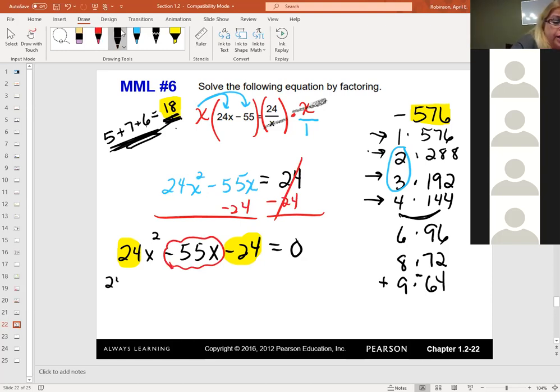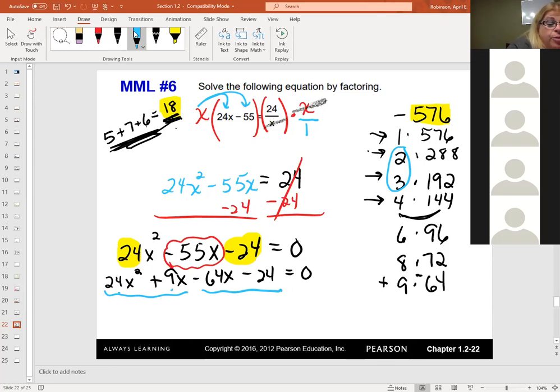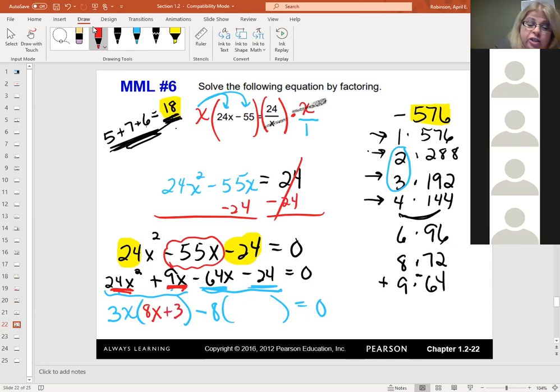So this is going to be 24x squared plus 9x minus 64x minus 24 equals 0. And now I gotta factor by grouping. So I'm going to put them in groups of two. Let's see, 24 and 9 are both divisible by 3, and x squared and x are both divisible by x. And then back here, negative 64 and negative 24 are both divisible by negative 8. Okay, and when I divide, 24x squared divided by 3x would be 8x, and 9x divided by 3x would be 3. I should get the same thing over here.